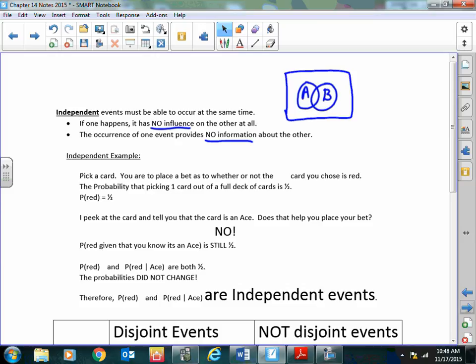And how many cards are in each one of those suits? 13. 2, 3, 4, 5, 6, 7, 8, 9, 10, jack, queen, king, ace. That makes 13 cards.